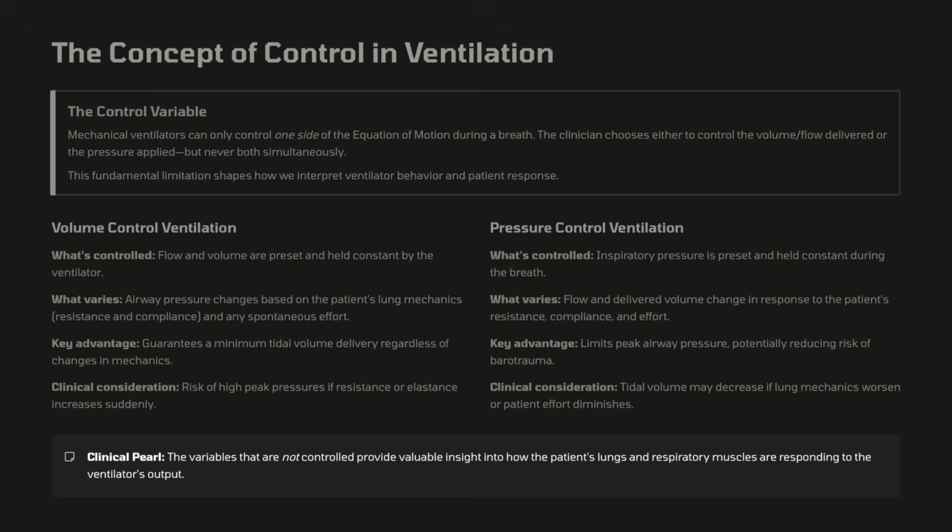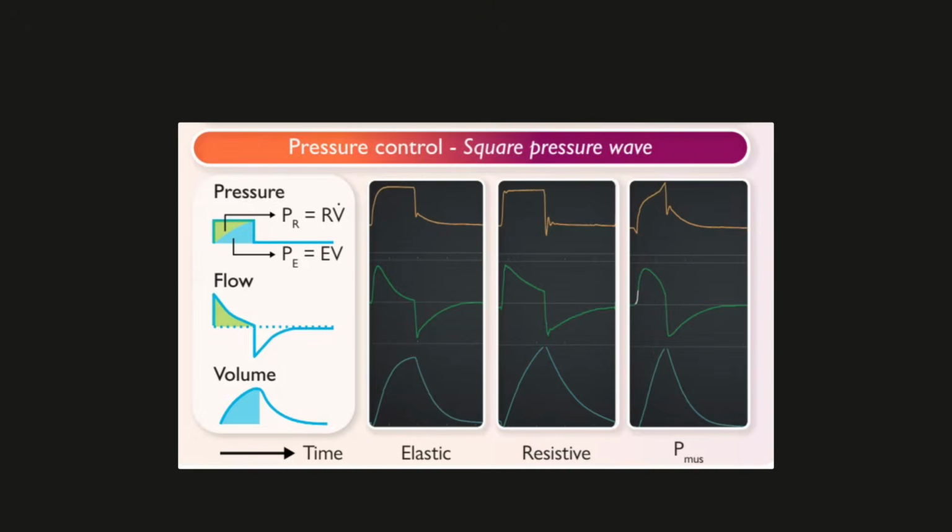Though it works like that, it doesn't mean that if the lung is becoming more elastic, that means less compliant, it will keep on increasing the pressure. It will not. It will depend on the alarms that you have given. If the peak pressure alarm is set low, then it will not deliver the tidal volume. This must be kept in mind. So this is a pressure controlled breath.